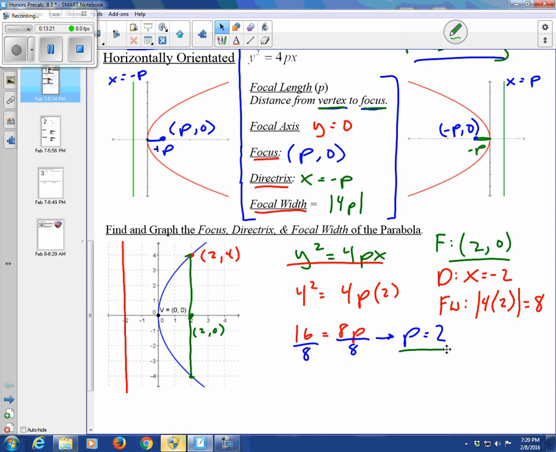If we were to define an equation for this parabola, we could get that equation by plugging the p-value into our equation. So we've got y squared equals 4 times 2, or 8x, which gives us the standard form of the parabola as a conic section on the xy axis.